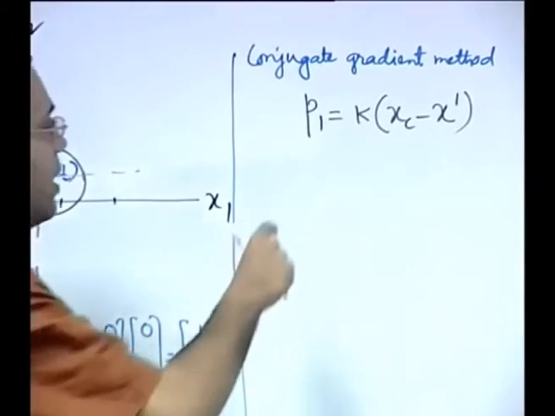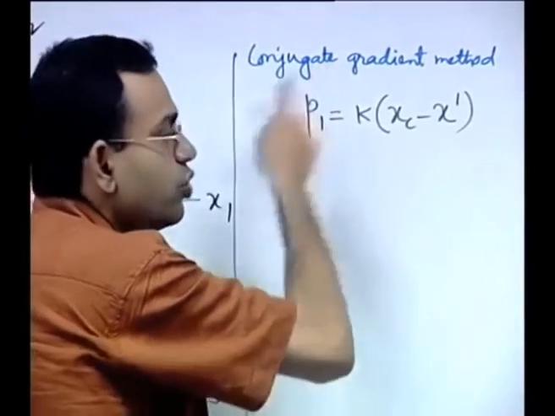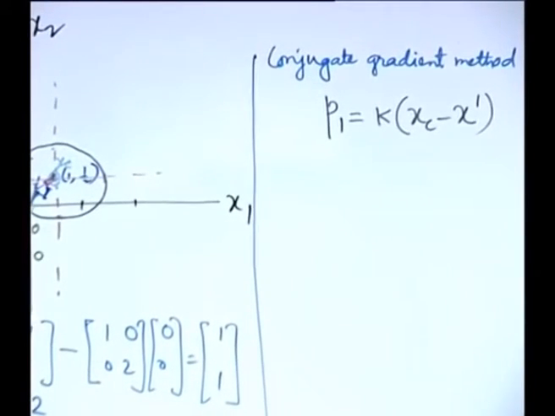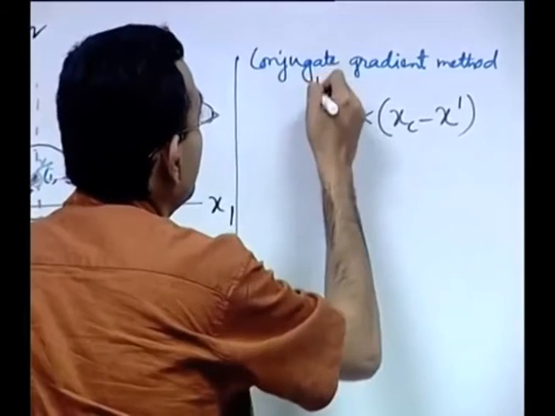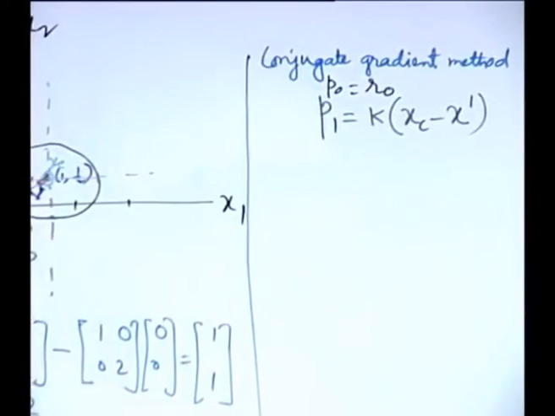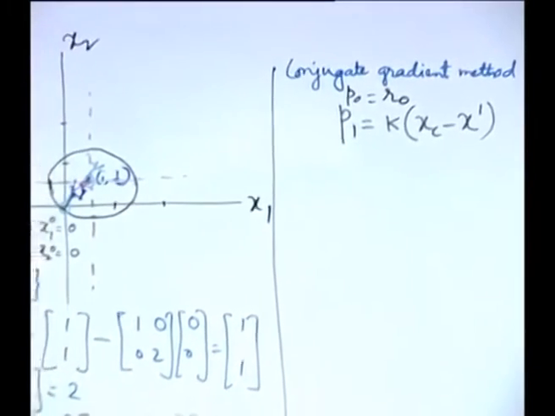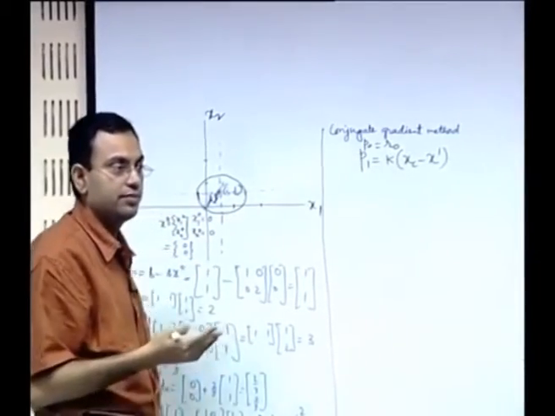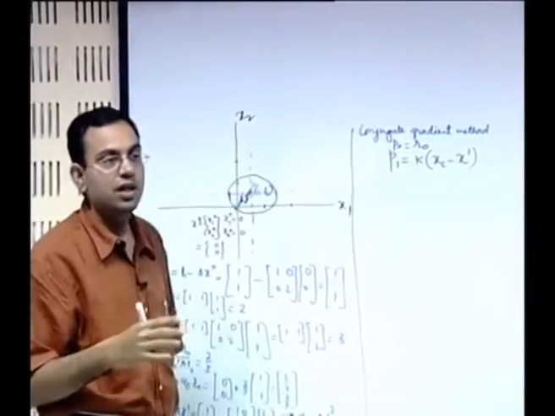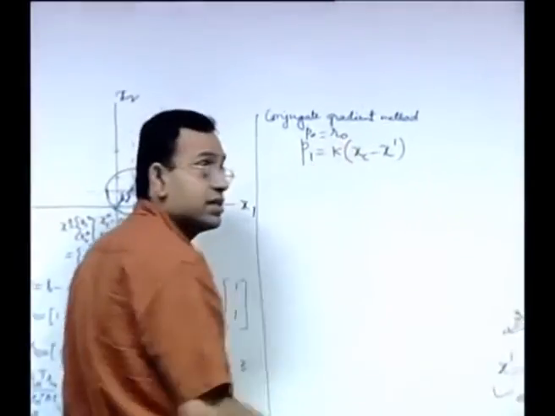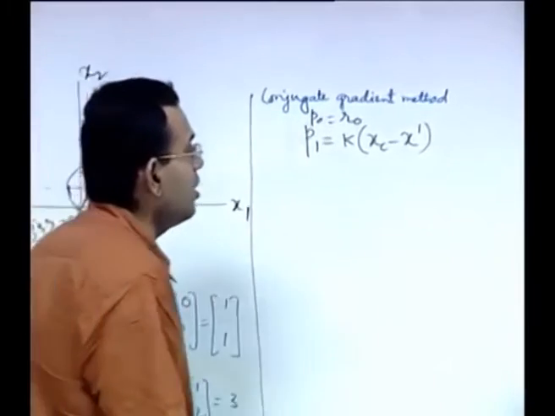Because you introduce a new variable p1 and you intend to move along that direction, you also have p0, which you call the same as r0. So p0 is the same as r0, because for the initial direction you do not have any difference in terms of the direction in which you move for the steepest descent method, but from the subsequent steps you try to change your direction. So you have p0 equal to r0, p1 equal to k into xc minus x1.